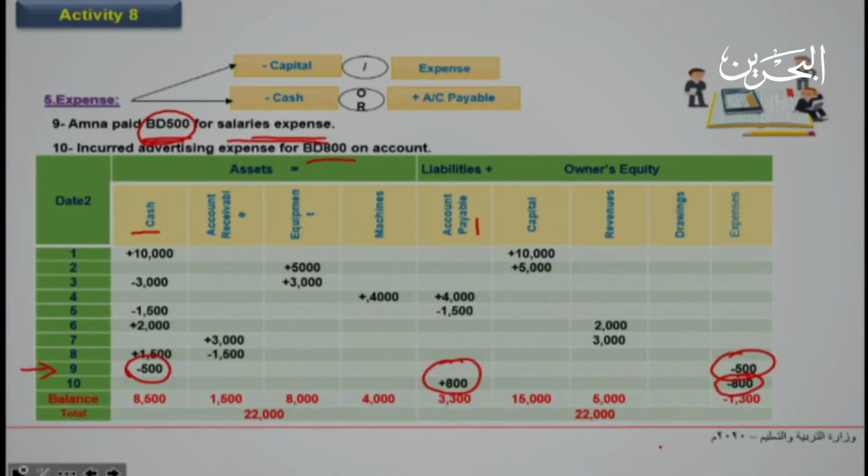Finally, as I know, I should find the balance for all accounts and I should make the total to make sure our equation is balanced.